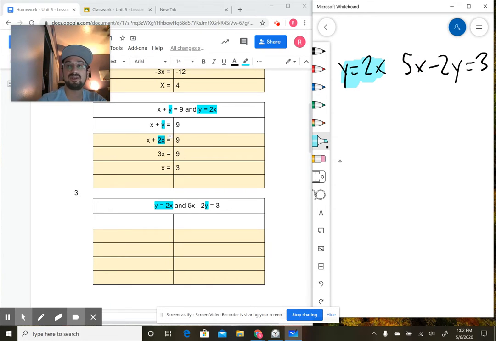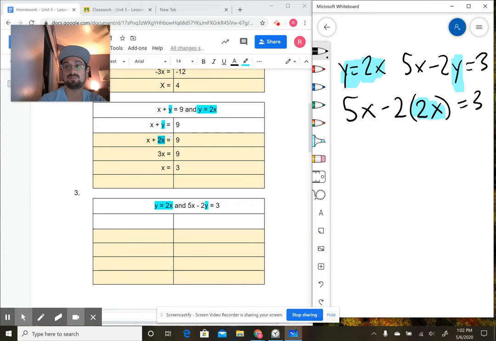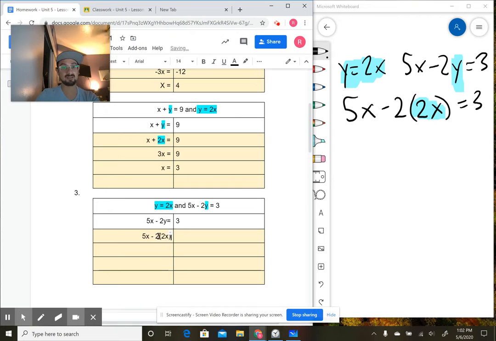So you see y equals 2x, so we're going to place the y into here. So it's going to be 5x minus 2 times y. And what I'm going to put here is going to be the y. In this case, it says y equals 2x. So I'm going to put 2x there. Okay, so let's write that down. 5x minus 2y is equal to 3. I'm going to take that 5x. I'm going to substitute for 2y, 2x, equal to 3.